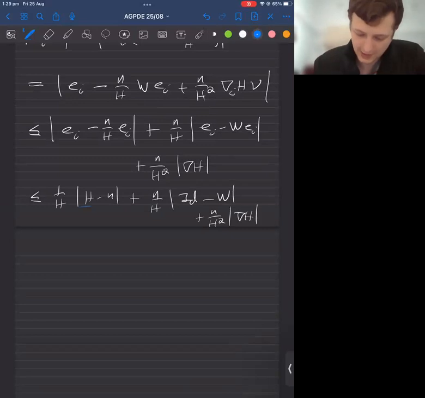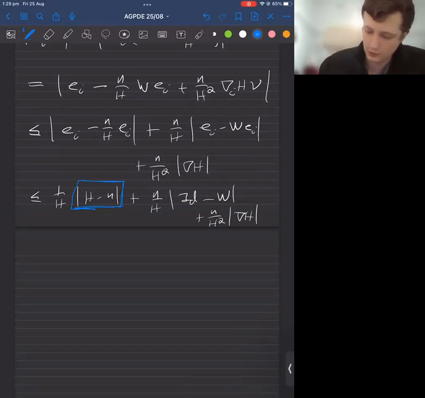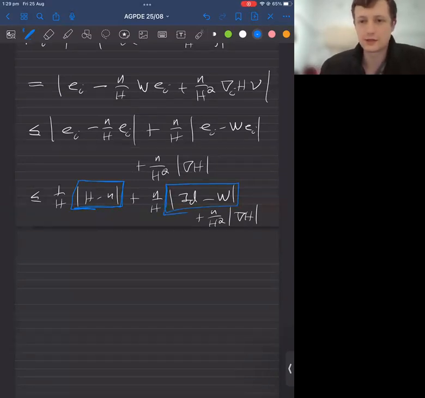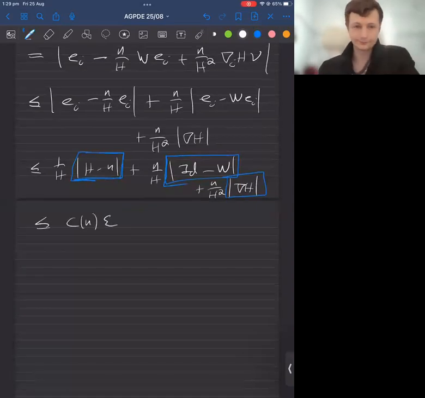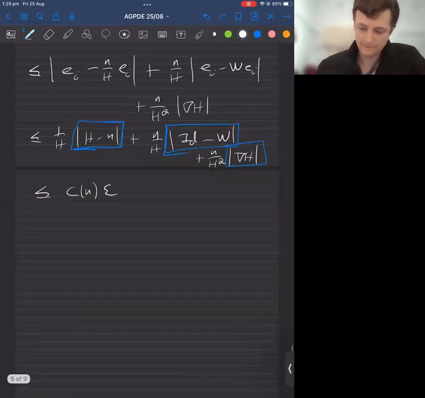Okay, so this I can make small because all my eigenvalues are close to 1, so their sum will be close to n. So this is small. Obviously, this is small by assumption. W is very close to the identity. And finally, this is very small because I'm assuming that I've got a C^k bound on W, right? So this is all less than or equal to some constant depending on n times epsilon.